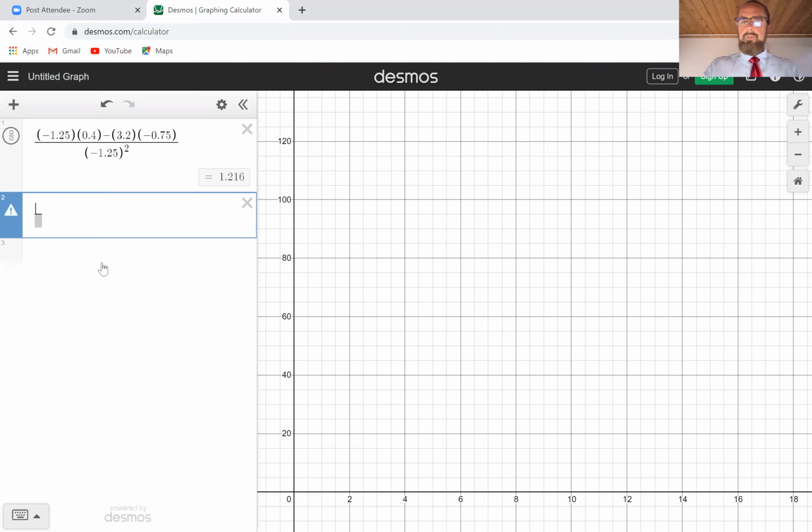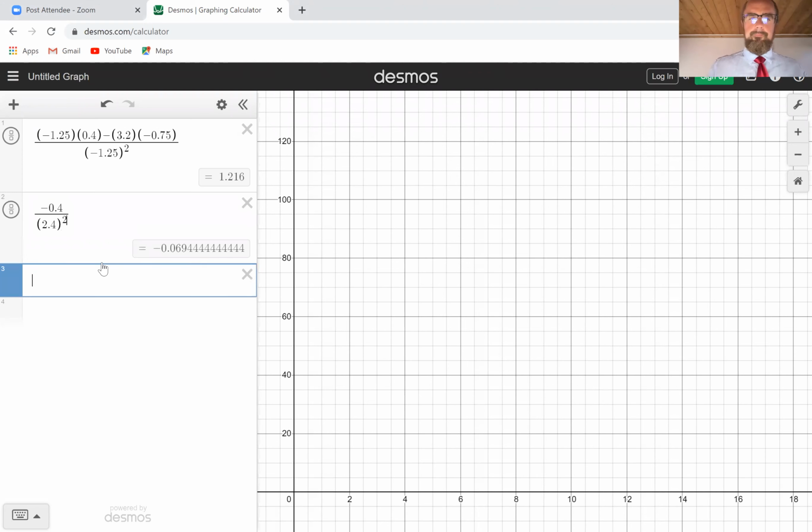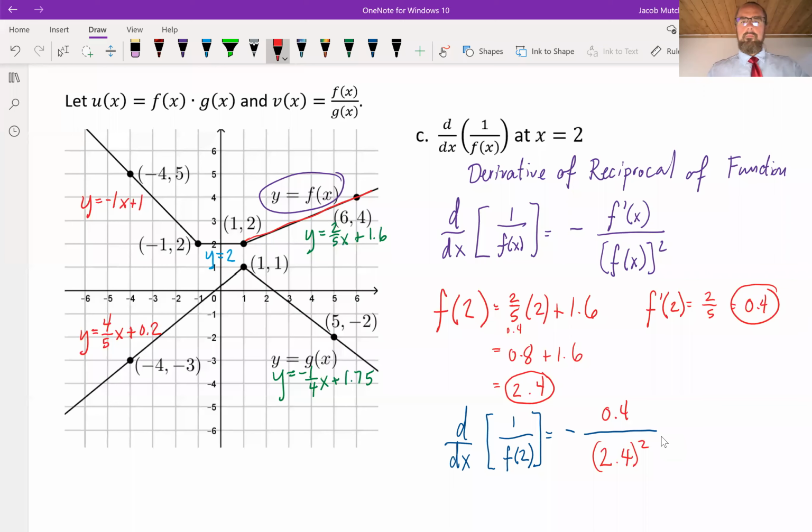It's a fraction again, so negative 0.4 over 2.4 squared. And that gives me the repeating decimal, negative 0.069 repeating 4s forever. And let's go record that. So final answer here, negative 0.0694 repeating.